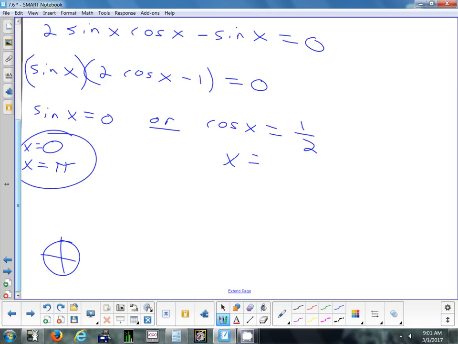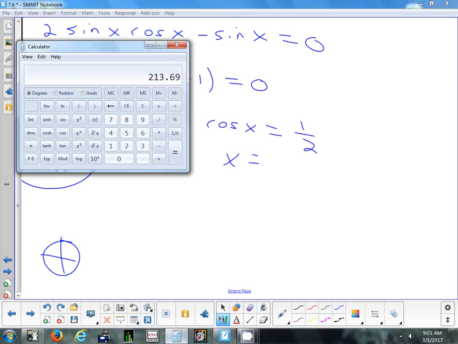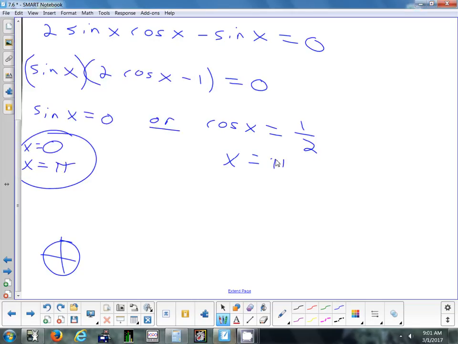Now this one is a little harder to think of unless you have it memorized, but it is a nice answer. If we take the inverse cosine of 1/2, does anybody know what that comes out to? Yeah, it comes out to 60. Inverse cosine of 1/2 is 60, or pi over 3. Now, you've got to remember, we're looking for where cosine is positive.